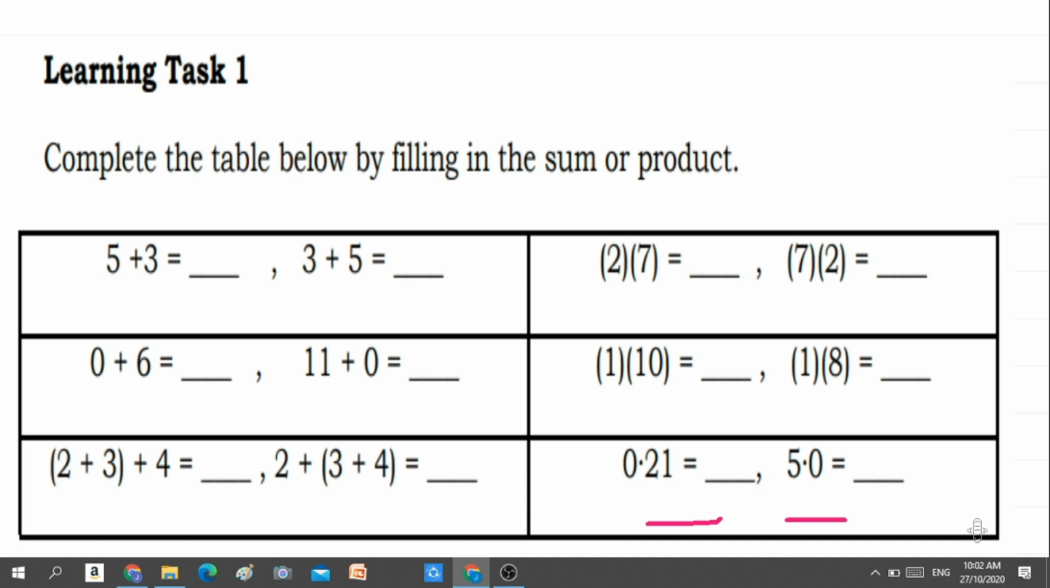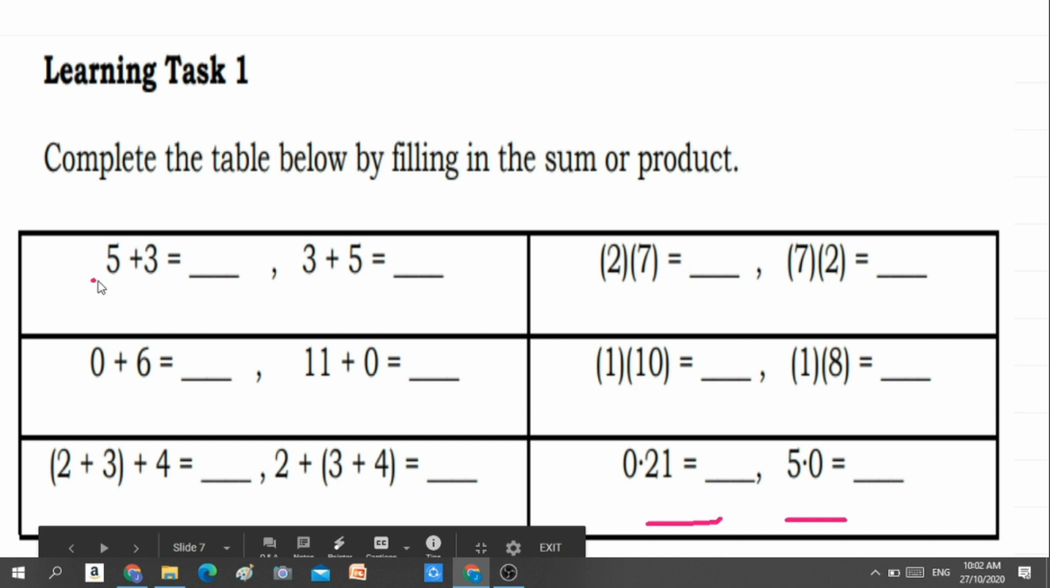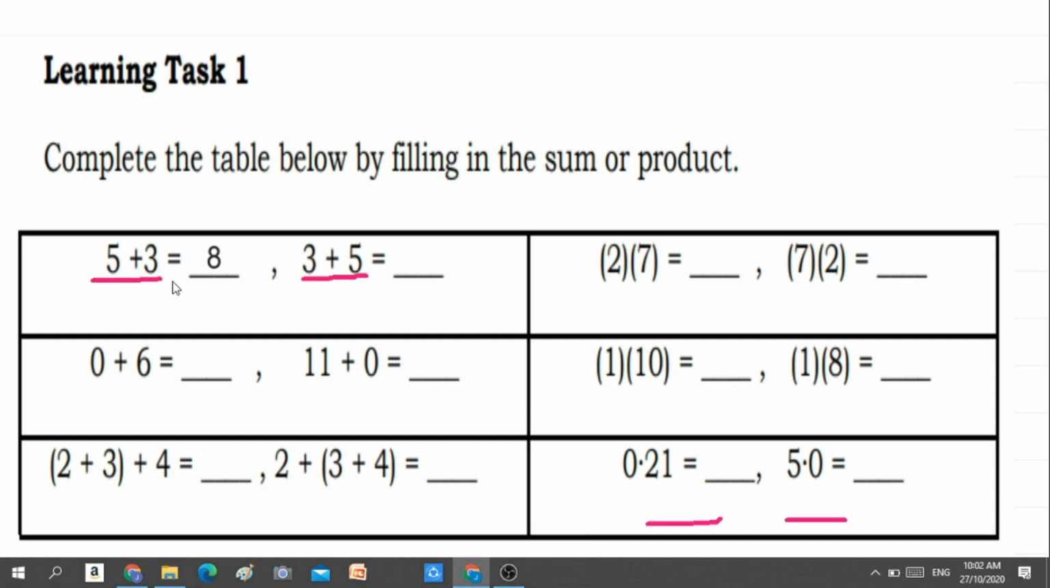So, we have here 5 plus 3 and then 3 plus 5. So, what is 5 plus 3? So, that is 8. Correct? And then, meron tayong 3 plus 5 and that's still 8. So, kung mapapansin nyo, di ba, na iba lang yung position ng number. But still, pareho yung sagot. Okay, later, madidiscuss natin yan.